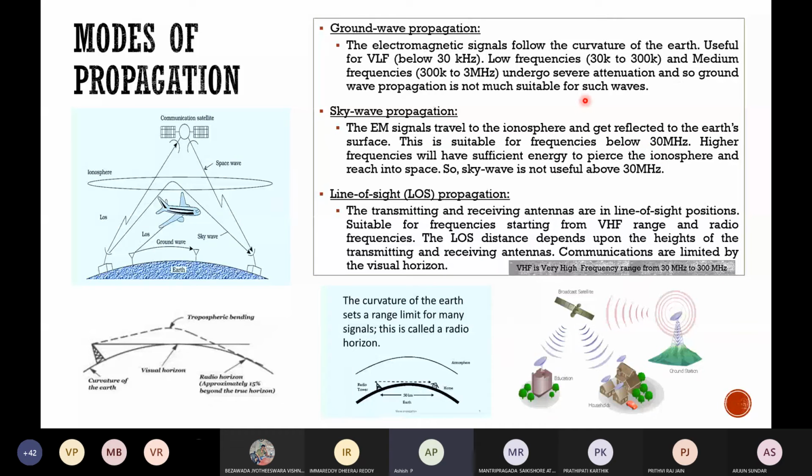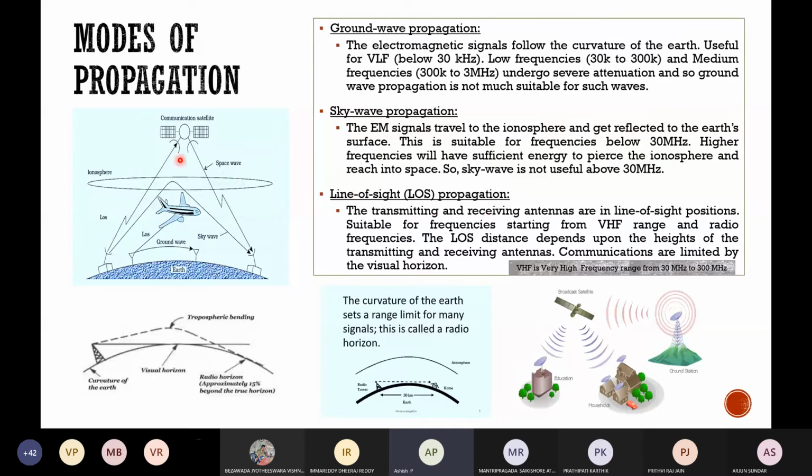Above that, these signals will have so much energy that they can penetrate and pierce through the ionosphere and go out to the outer space. That also we will take advantage of. But the frequency range should be above 30 megahertz, so it should be above the VHF range. For those kinds of things, we call it space wave propagation.